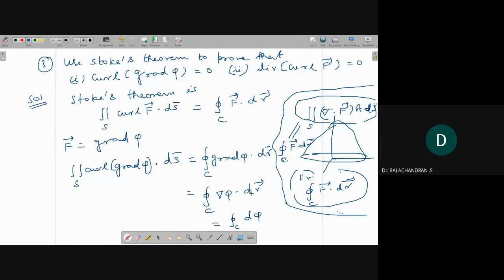Already we proved this is the integral over C of d phi, but C is a closed curve here. So you will get phi, but since it is a closed curve, it is equal to 0. This implies the integrand is 0. What is the integrand? Curl grad phi equal to 0.